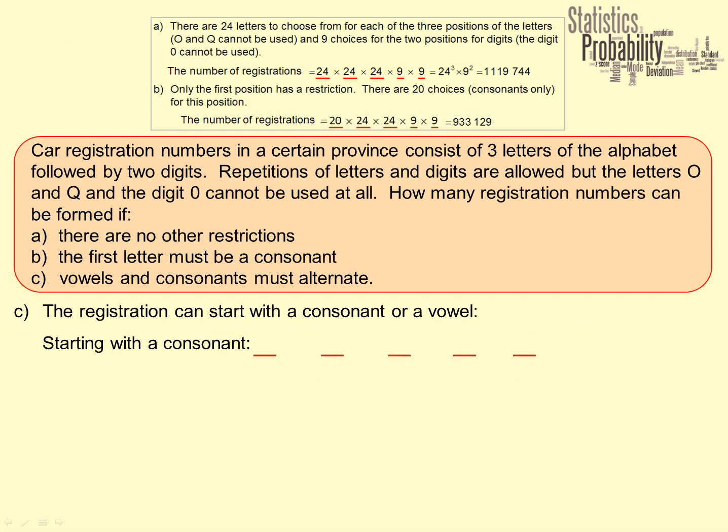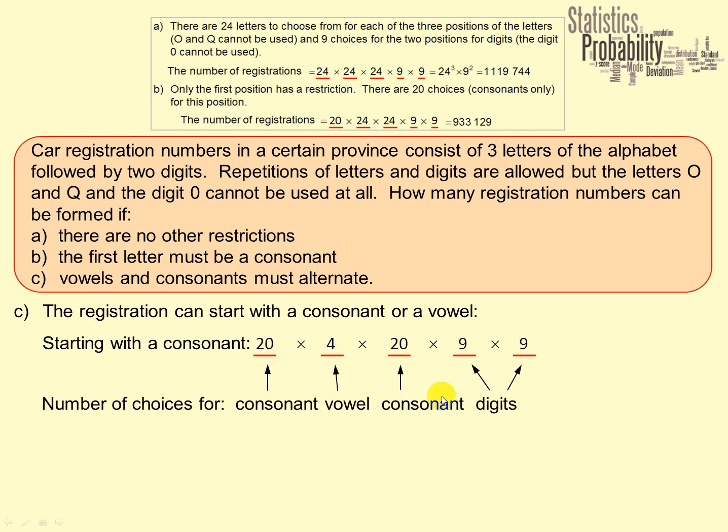Starting with a consonant. There are 20 consonants. So therefore we'll have 20, 20 for the consonants, 4 for the vowel, and 9, 9 for the digits.